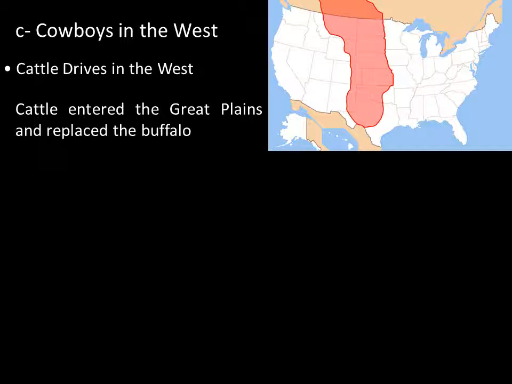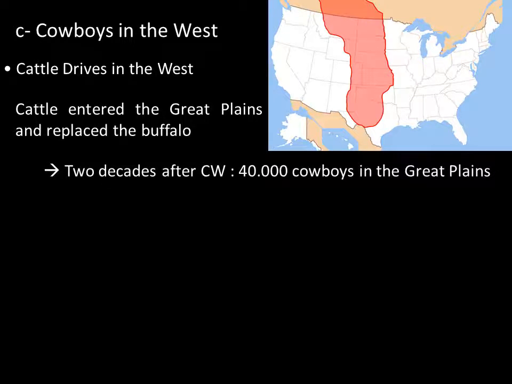To give you some numbers, following, I think I wrote that. Following the Civil War, in the two decades after the Civil War, CW is the Civil War. I'm sorry. 40,000 cowboys lived in the Great Plains. So in this area that's in red on the map. Now, who were these cowboys? The cowboys were mostly young men. And as a matter of fact, many of them were Mexicans or African Americans or even Indians.